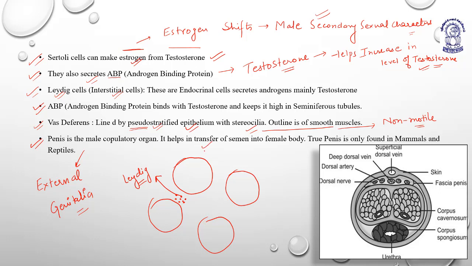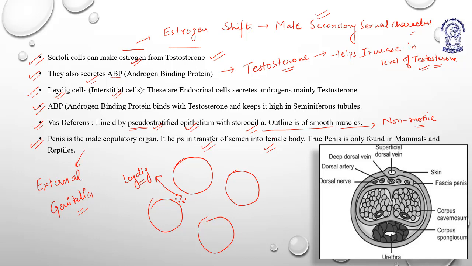Penis helps in the transfer of semen into the female body. So basically, the penis is a part of the sexual intercourse organ which helps to transfer the semen from male to female. A true penis is a characteristic of reptilians and mammals. So you have to remember that a true penis is found only in mammals and reptilians, right?